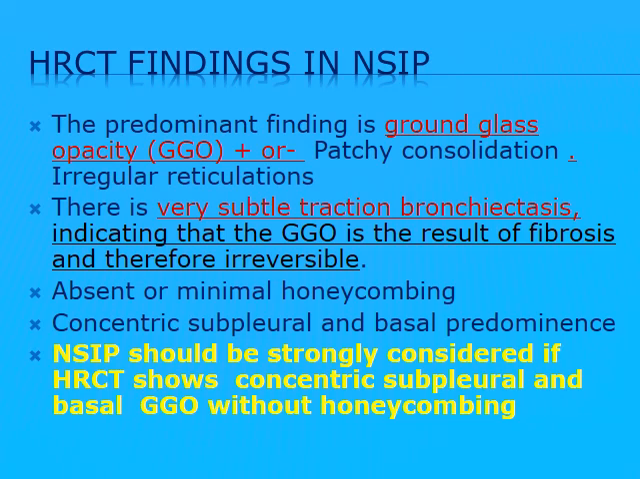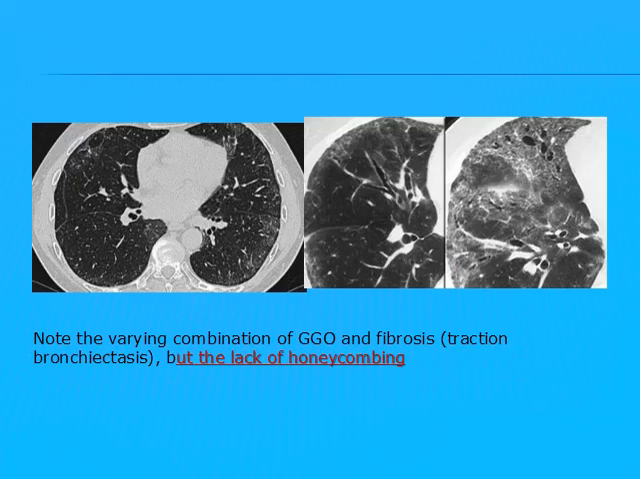with absence or minimal honeycombing. And here I would like to say: don't mention NSIP if you see honeycombing. Honeycombing is more or less a UIP pattern. The location is concentric, subpleural and basal predominance, with some authors reporting the presence of a thin rim of subpleural sparing. NSIP should be strongly considered if high-resolution CT shows concentric subpleural and basal ground glass opacities without honeycombing.